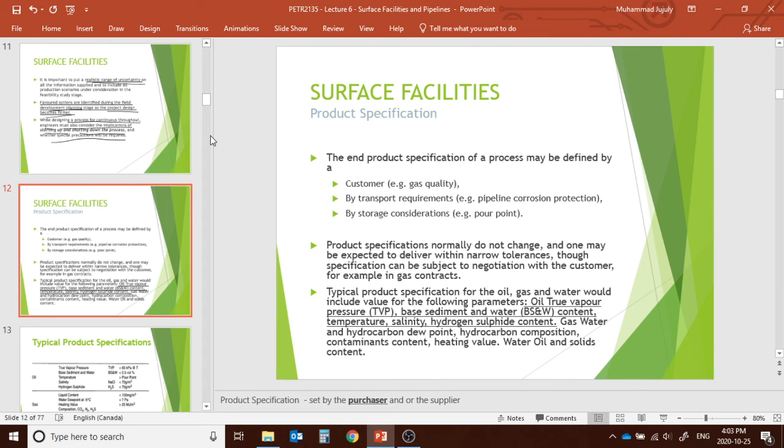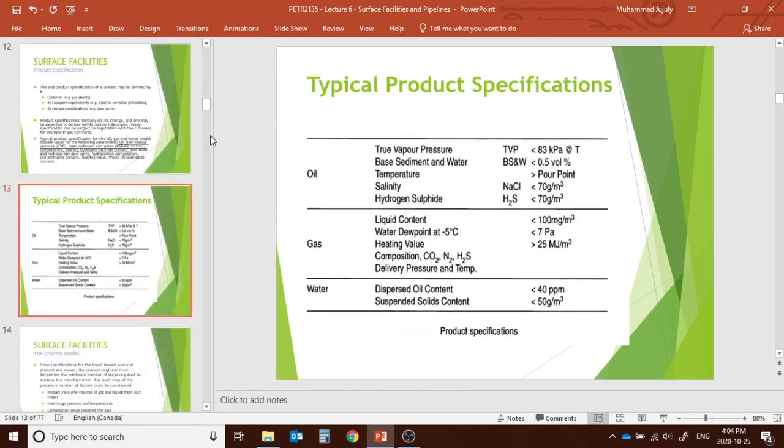Anyways, the end product specification of a process may be defined by the customer, by the transportation requirement, or the storage consideration. Production specifications normally do not change, because one is expected to deliver within a narrow tolerance. But it depends on negotiating with the customer too. Typical product specification of the oil, gas and water could include the following parameters: the true oil vapor pressure, base sediment water content, and some other compositions.